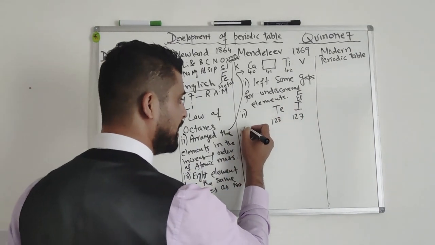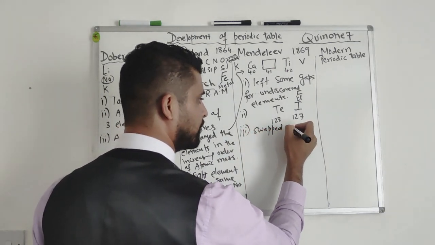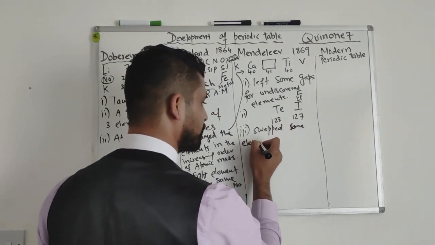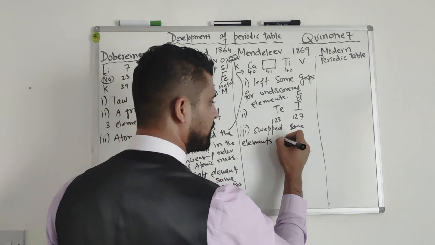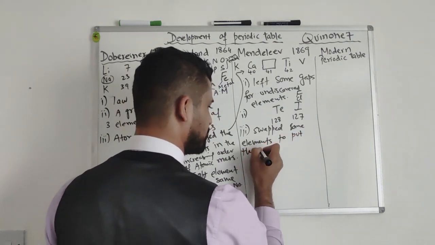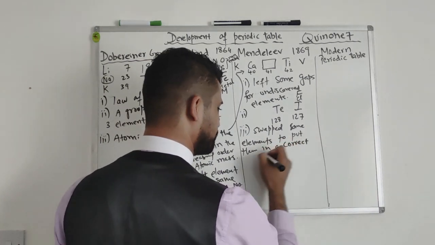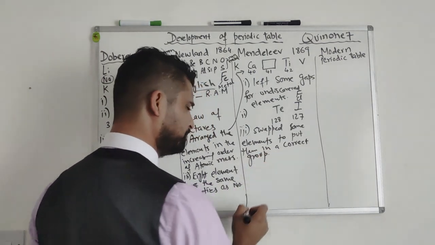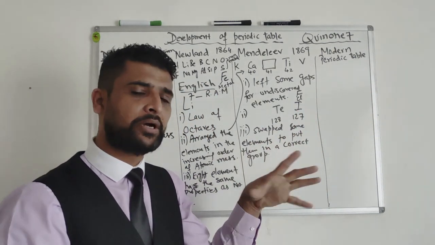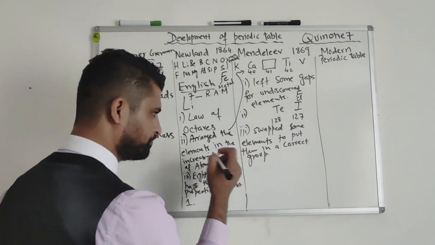So he has swapped some elements to put them in a correct group. Though he was right to do that, and in the modern periodic table, yes, it is correct, this problem was overcome with a different method.